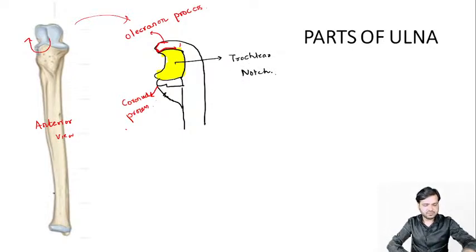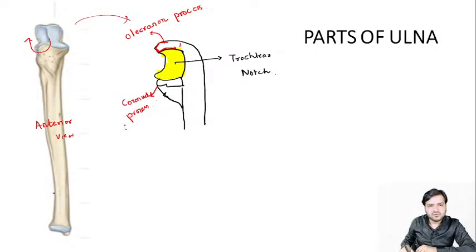Now coming on to the process, guys. Yes, projections of the bone, very good. You can see the two projections of the bone: the coronoid process and the olecranon process. So we will first mention the olecranon process.